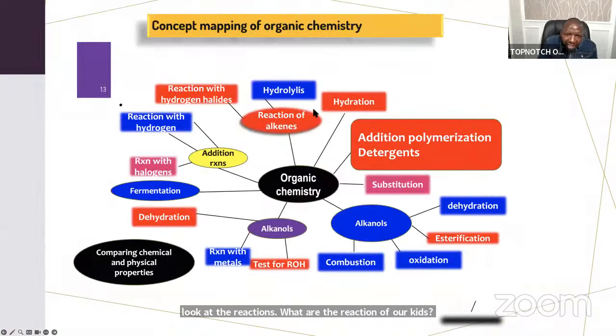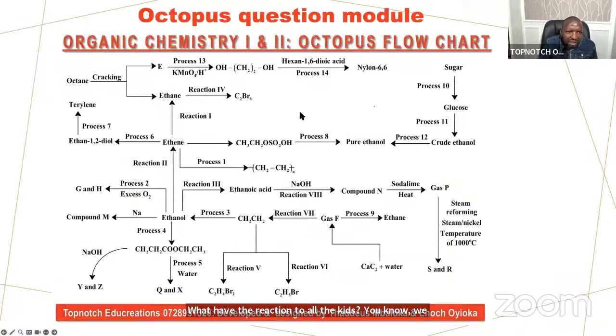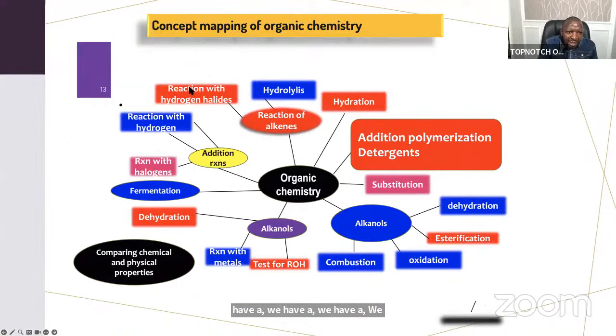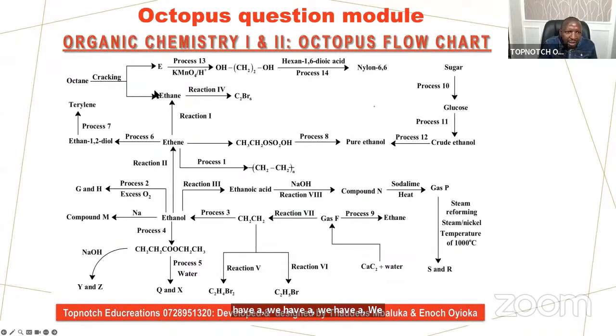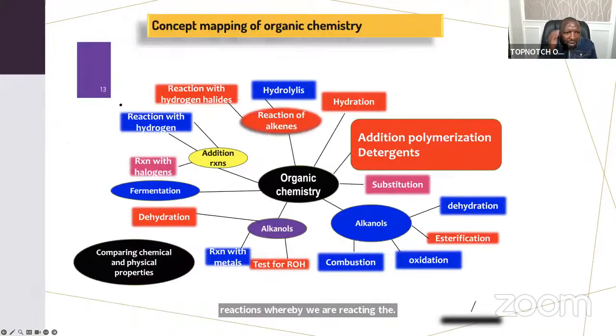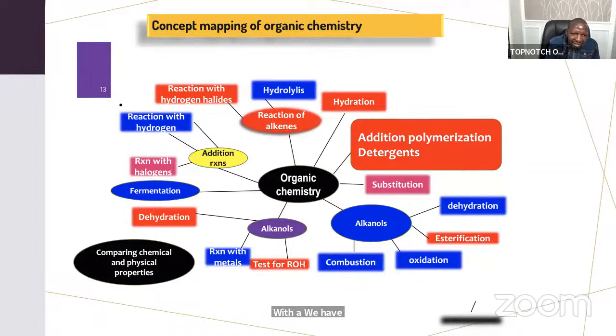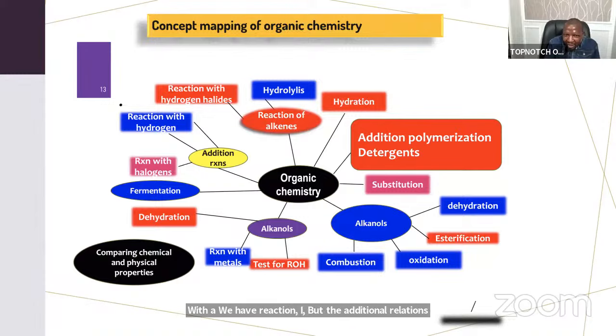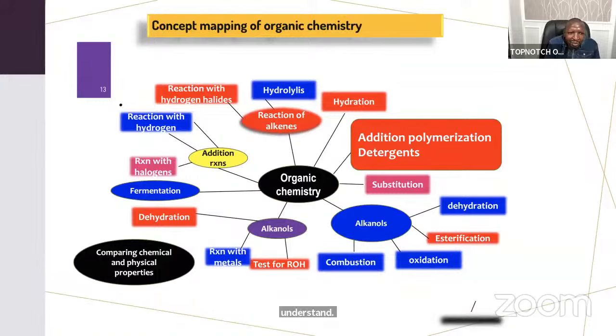You know, we have hydration, we have hydrolysis, we have addition reactions, whereby we are reacting with the chlorine. We have reaction with hydrogen halide. The addition reactions are those ones. And it's very much important for you to understand that addition reactions for alkenes and alkynes are simple reactions with halogens and reactions with hydrogen halides.